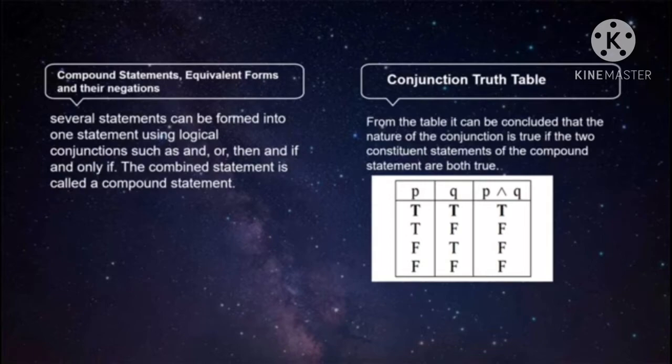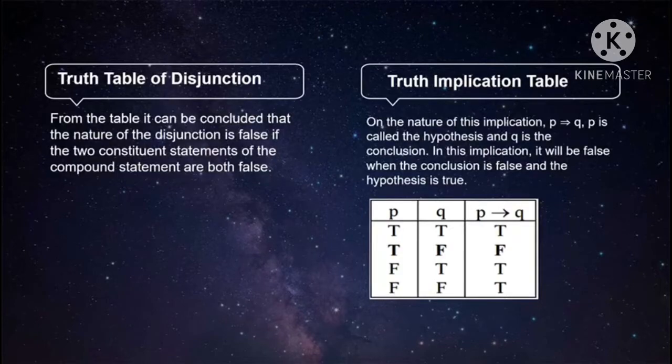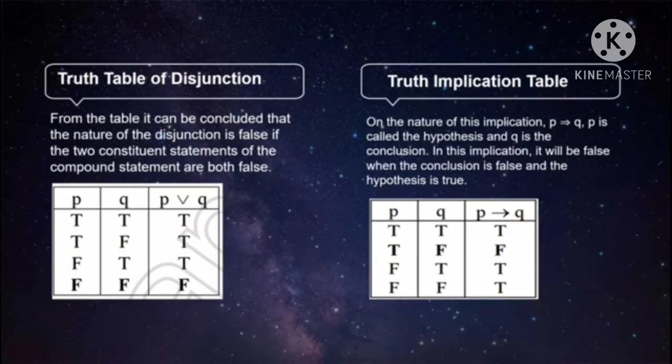Number 4, conjunction truth table. From the table, it can be concluded that the nature of the conjunction is true if the two constituent statements of the compound statement are both true. Number 5, truth table of disjunction. From the table, it can be concluded that the nature of the disjunction is false if the two constituent statements of the compound statement are both false. And this picture you can see on the screen.